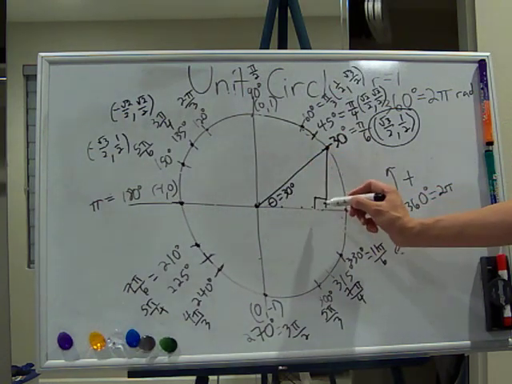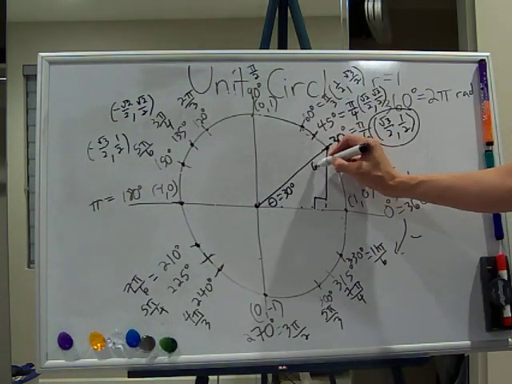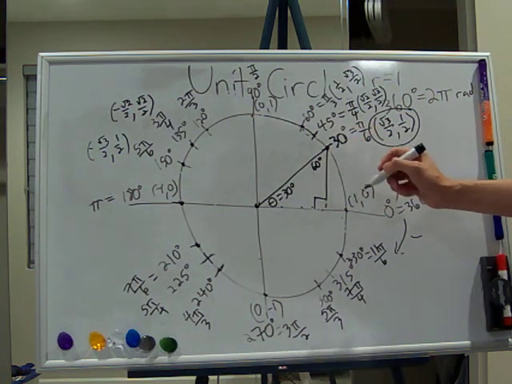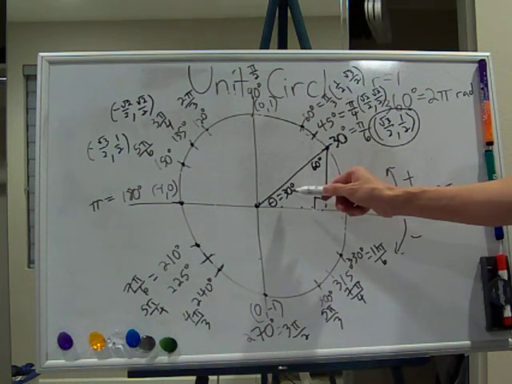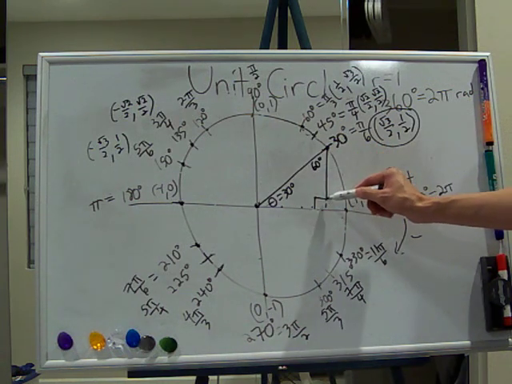So if this is 30 and this is 90, then what does this have to be? This has got to be 60, right? Because all three angles in a triangle have to add up to 180, right? So what do we got here? We got a 30, 60, 90 special right triangle, right?